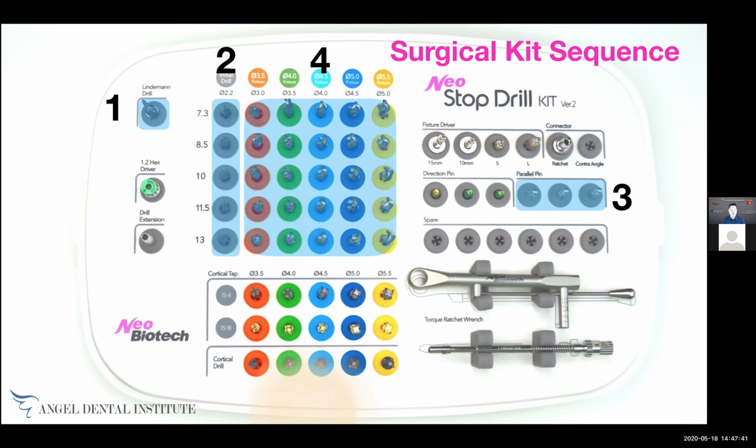So let's say you're going to go 4.5 diameter and 10 millimeter. Then you go Lindemann, and then the initial drill 2.2 by 10, and then 3.5 or 3.0 by 10, and then 3.5 by 10, and then the last one is 4.0 by 10 if you want to put in a 4.5 by 10 millimeter fixture. After that, if it's a lower molar, you want to use a cortical drill to expand the cortical only, to prevent pressure necrosis on the cortical bone.